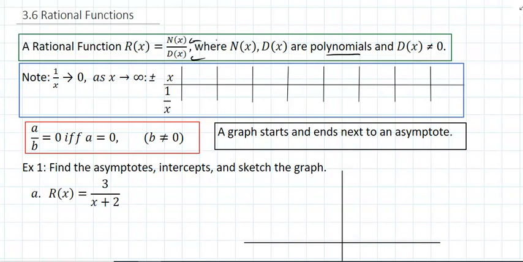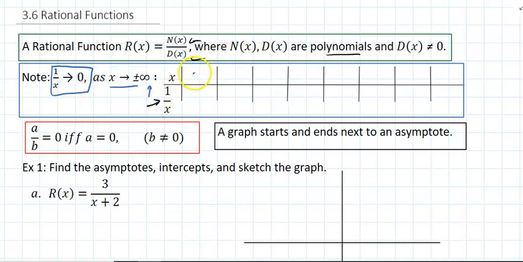So to get 1 point across, I'm making this note. Note that 1 over x approaches 0 as x approaches plus or minus infinity. Ooh, I put the infinity in the wrong place. There. So, let me elaborate. We're looking at 1 over x.